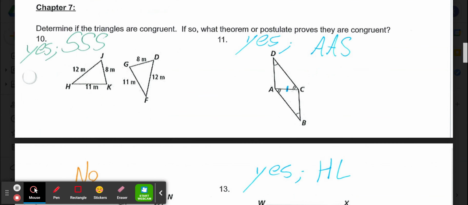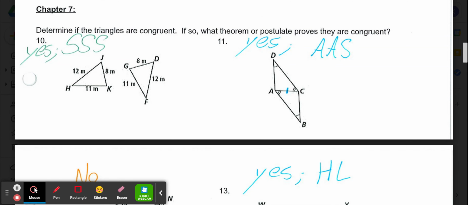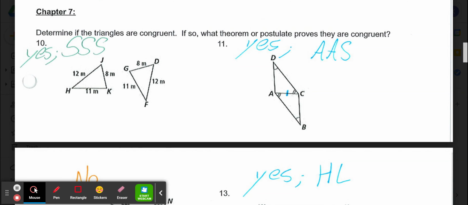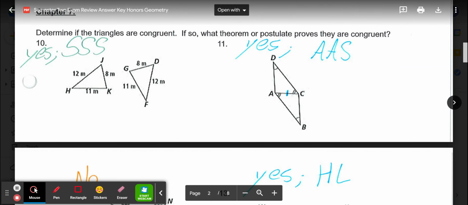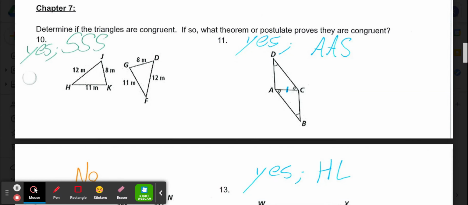In Chapter 7, we're looking at triangle congruency. So we're thinking about our triangle congruence theorems, such as side-side-side, side-angle-side, hypotenuse-leg, and so on. In these cases, we're determining if the triangles are congruent, and if so, which theorem or postulate.